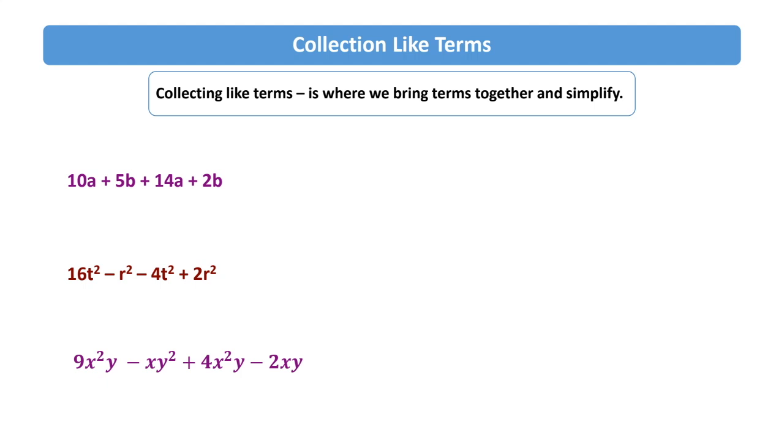So I'm looking for the terms. Each of these is called a term. The terms that have the exact same variable or letter and exponent can be combined. So this a and this a can be combined, and this b and this b can be combined. So I put one underline under my a's and then another one under my b's.